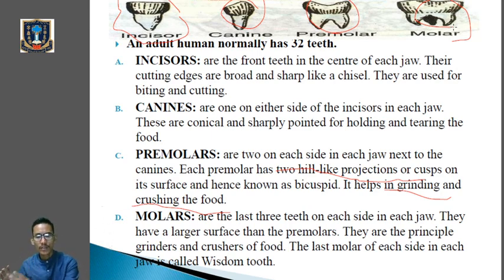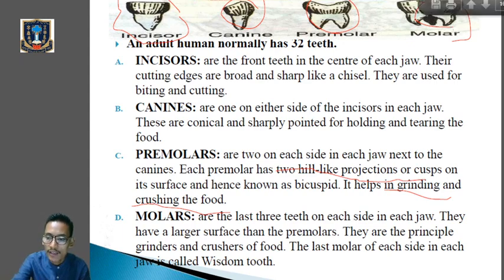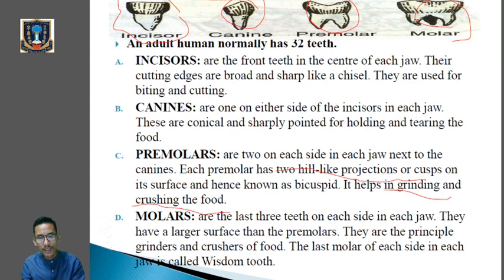Then comes the molar, which are mainly three on each side of each jaw, and they have a larger surface area than the premolar, and they are the principal grinders and crushers of the food. And mainly the last molar of each side is known as the wisdom tooth. Clear? So go through the structure and the function of different types of teeth. They are mainly incisor means I, canine means C, premolar means PM, and molar means M.